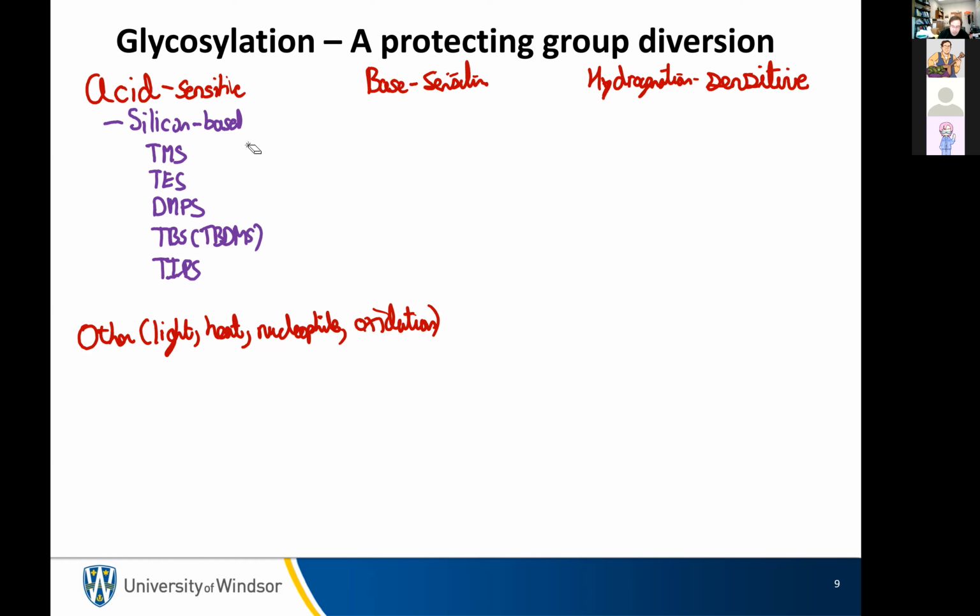Under base sensitive, we have the acetates, the benzoyls, pivaloates. Under hydrogenation, really benzyl. Well, benzoyl is also hydrogen sensitive.